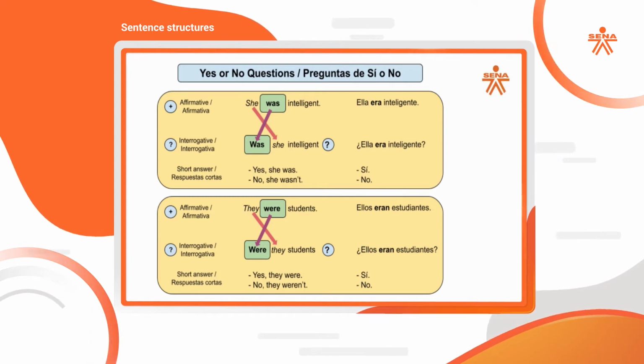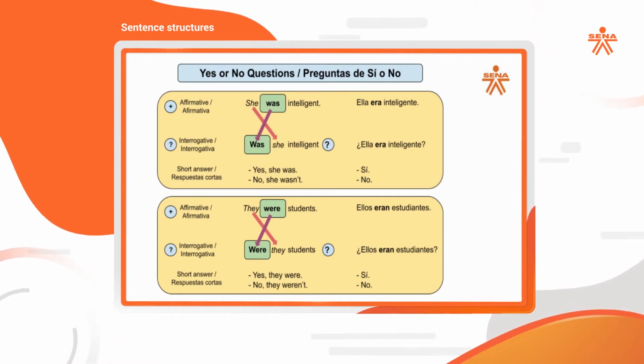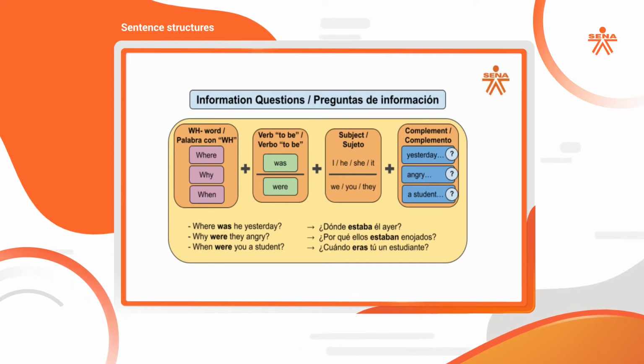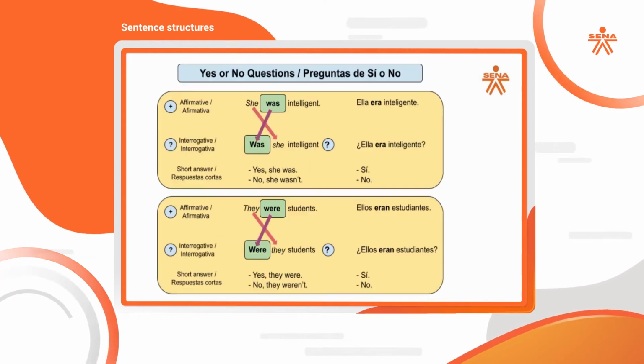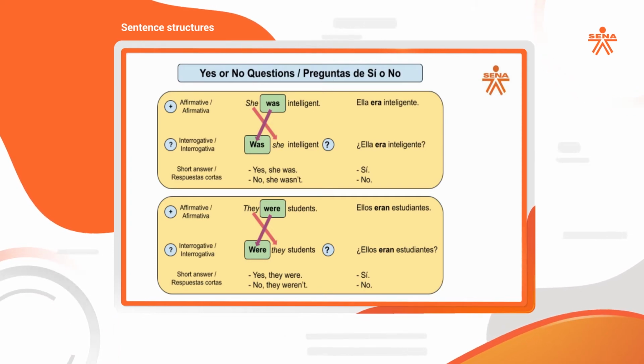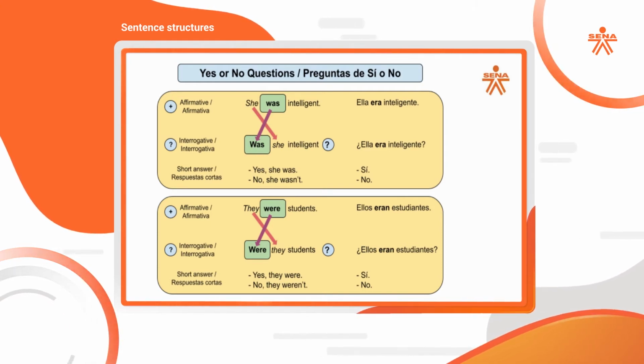Then you have the interrogative structures. But here we have two types of questions. We have closed questions or yes or no questions, and we have information questions or open questions. We are going to start with the yes or no questions. Here, you are going to put first the verb to be. It's not like in the affirmative sentence that you have the subject first and then the verb to be. Here, you're going to put it backwards. You're going to put first the verb to be and then the subject.